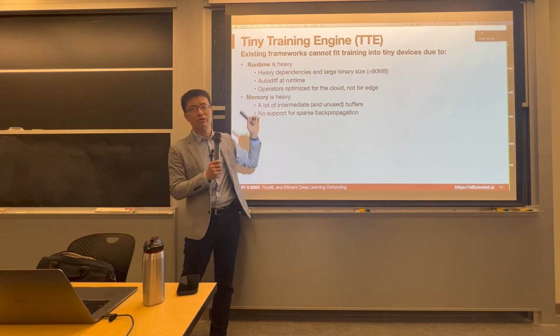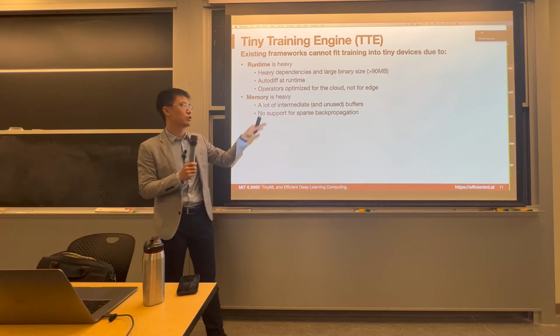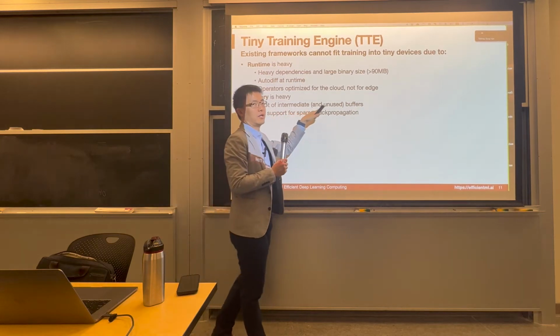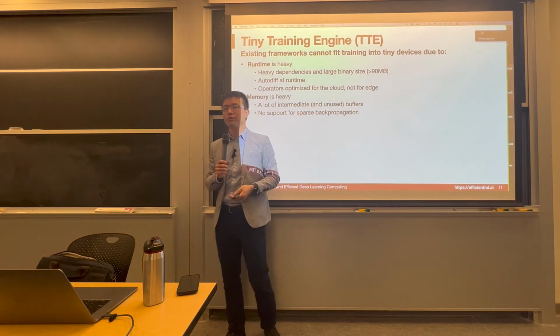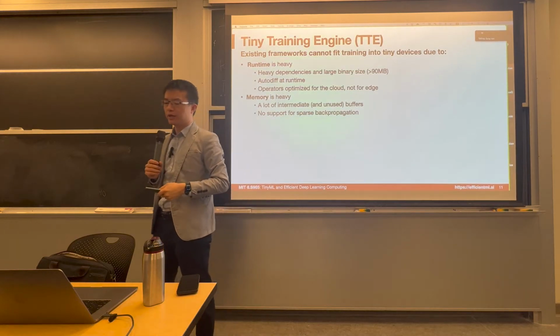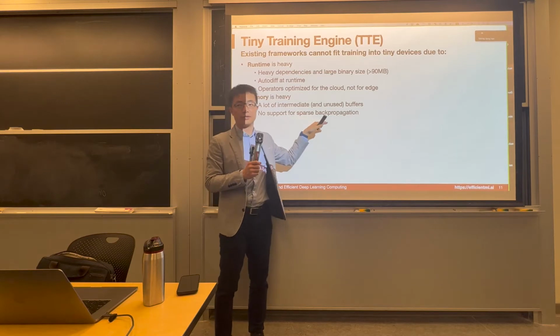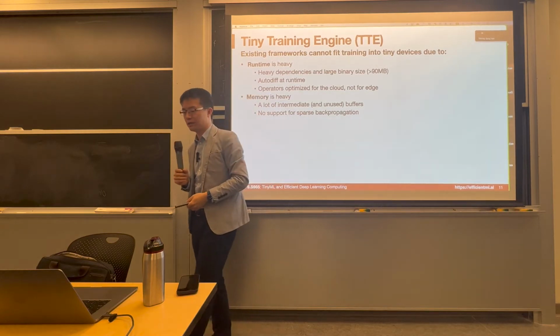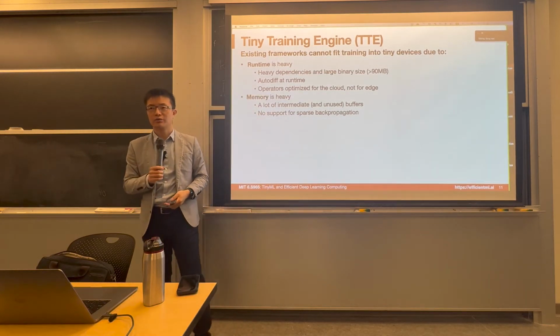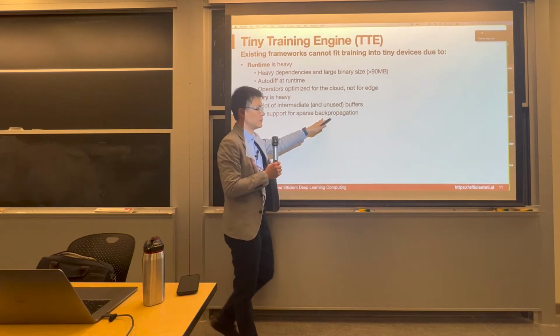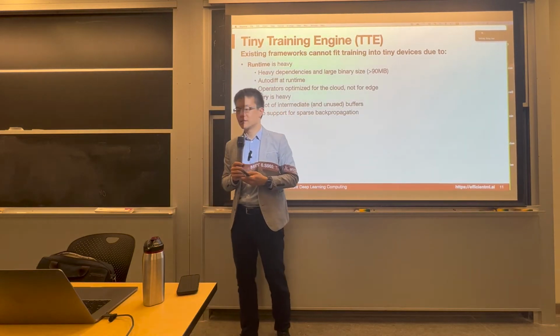Conventional approach is also heavy in memory, right? There's a lot of intermediate and even unused buffers during backpropagation, which we are going to cover very soon. And conventional infra doesn't support this sparse backpropagation, right? So in the last lecture, we talked about this sparse backpropagation for these convolutional neural nets, right?